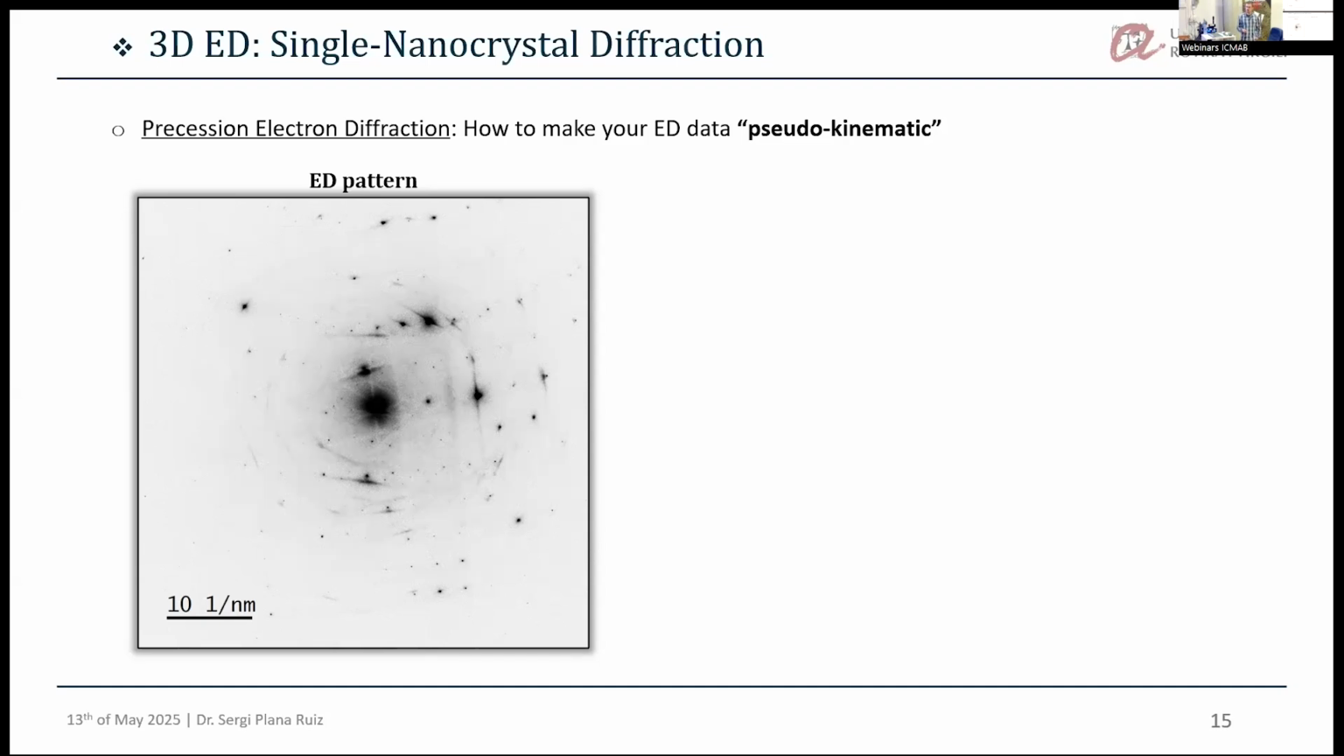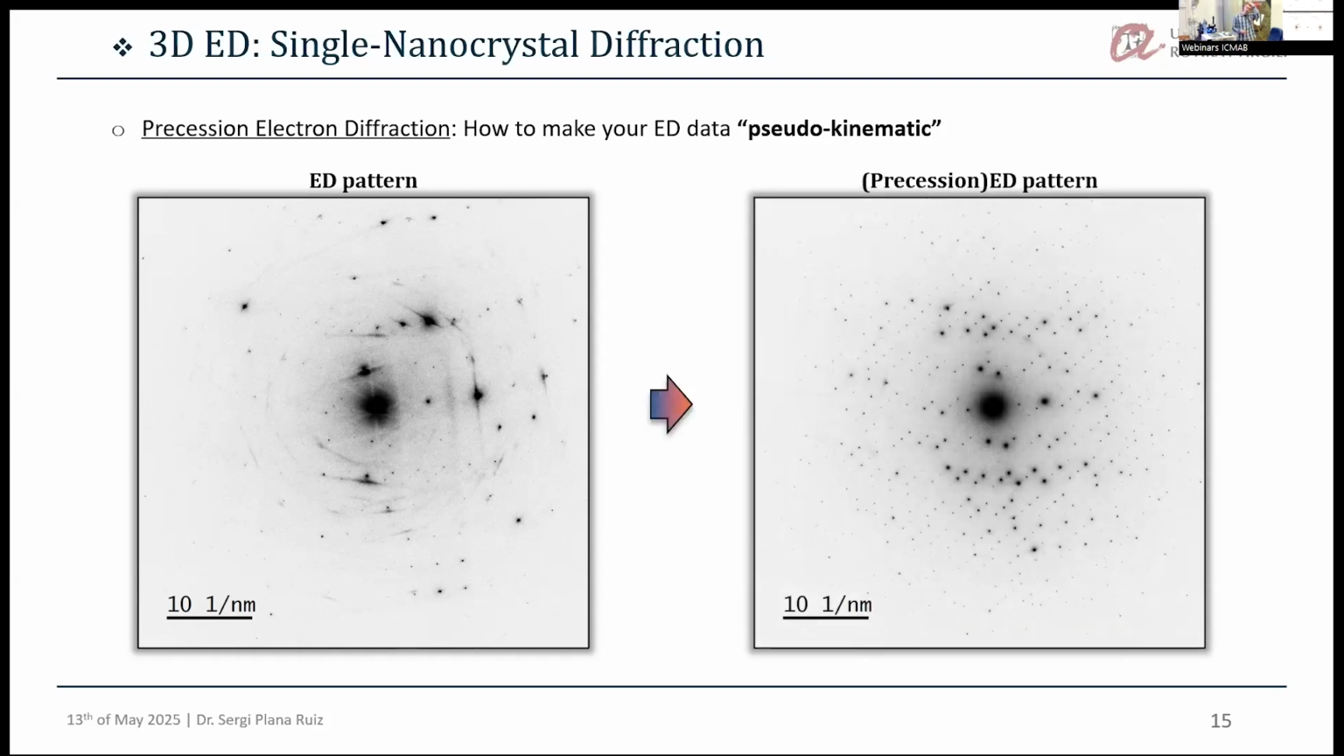So one way to get your data a bit more pseudokinematic is using a precessed electron beam. When we're using a precessed electron beam to collect a diffraction pattern, then we have this situation in which, for example, these Kikuchi lines are just smeared out, as well as very strong reflections that we see here. This is intensity redistributed to have a bit more intensity in other reflections that before were not seen. So this provides you a better way to analyze your diffraction data.